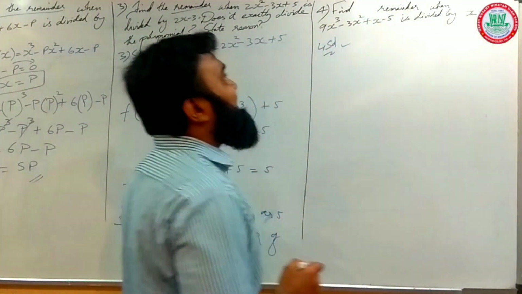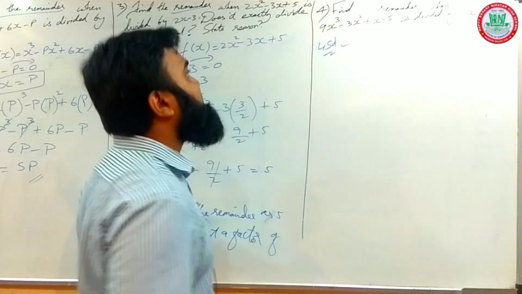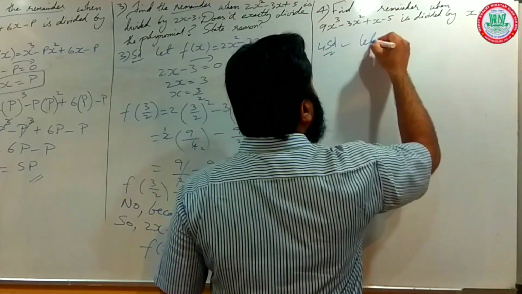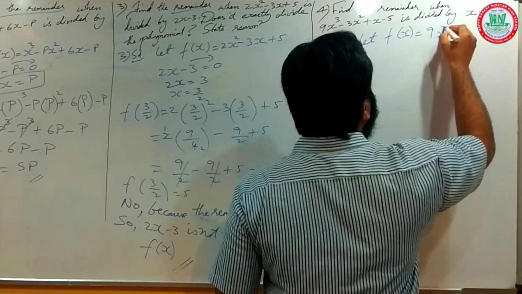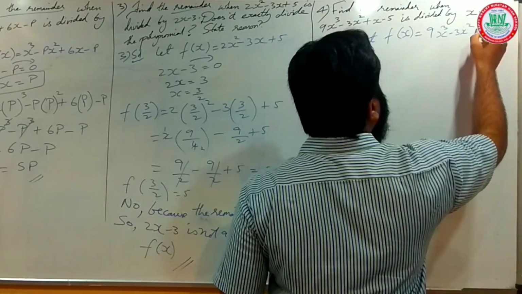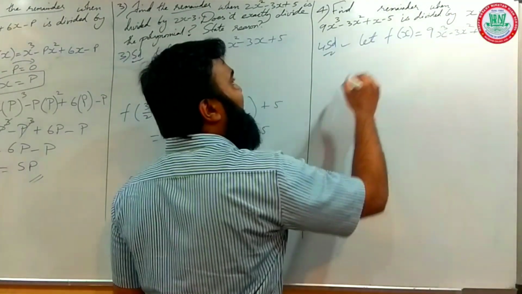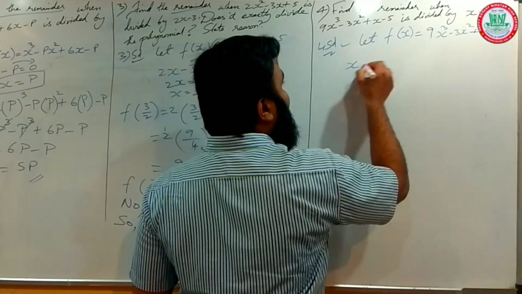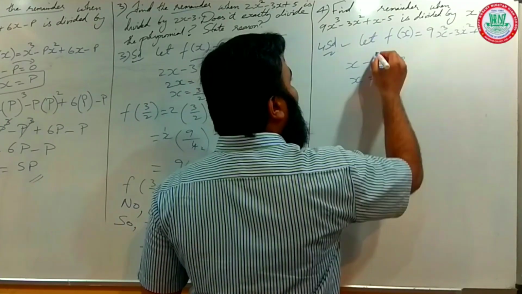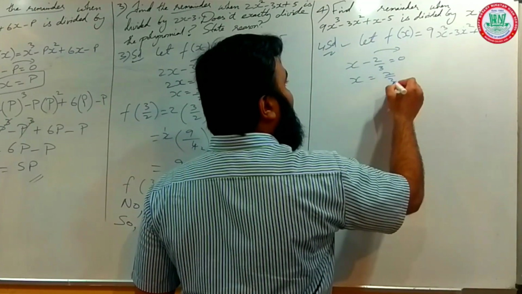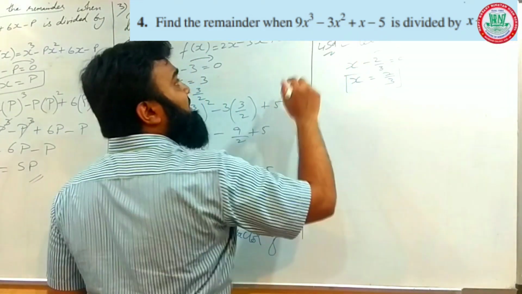Find the remainder when 9x³ − 3x² + x − 5 is divided by x − 2/3. Let f(x) = 9x³ − 3x² + x − 5 be divided by x − 2/3. What is given? x − 2/3 = 0, so x = 2/3. We have to put this value x = 2/3 in the equation.